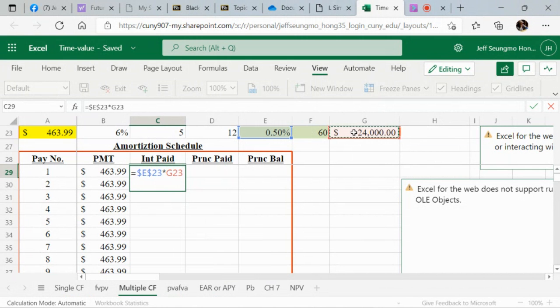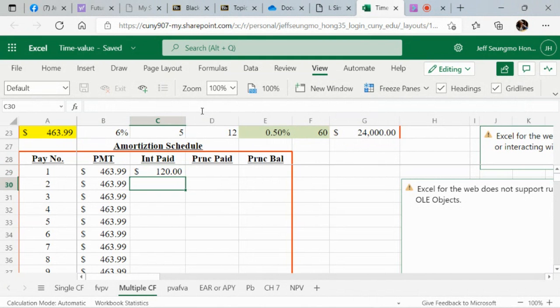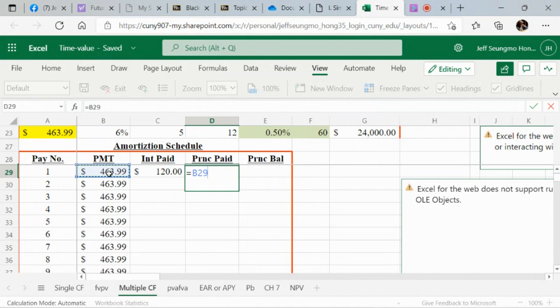Yes, in the first month, the principal you are facing is 24K. Of course, you will be paying 0.5% of this principal. So interest in the first month is this. And then what is the principal paid in the first month? The payment minus the interest. Payment minus interest paid. Yes, this is just the logic.